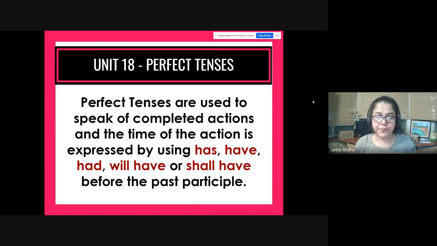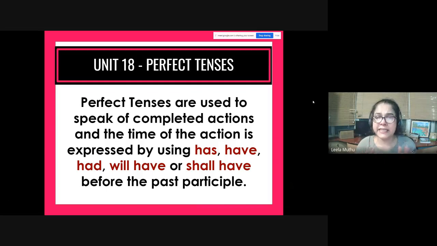Okay, so perfect tenses are used to speak of completed actions. They speak of completed actions, and by the use of has, have, had, shall have, will have, or the ing form of the verbs, we can find out about when the action occurred. Okay, so let's go right into the examples. And you know that I always use the timeline, and using the timeline makes it easier to get a visual idea by looking at it of when the action occurred.